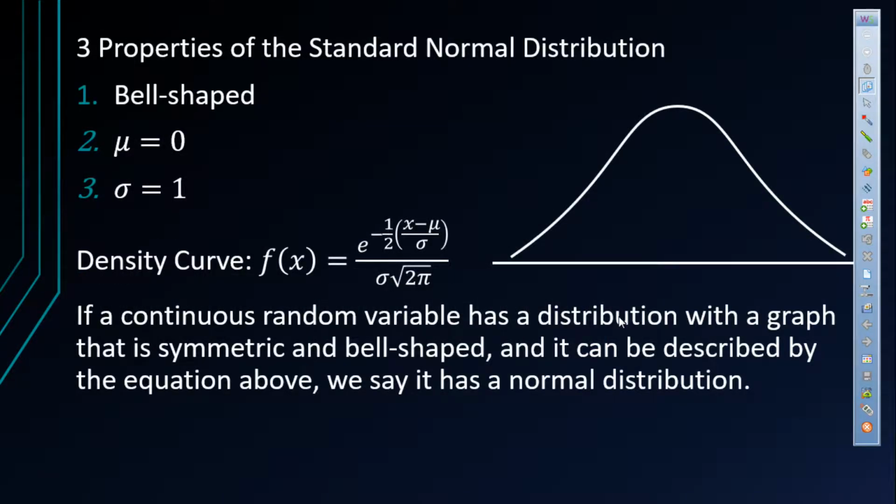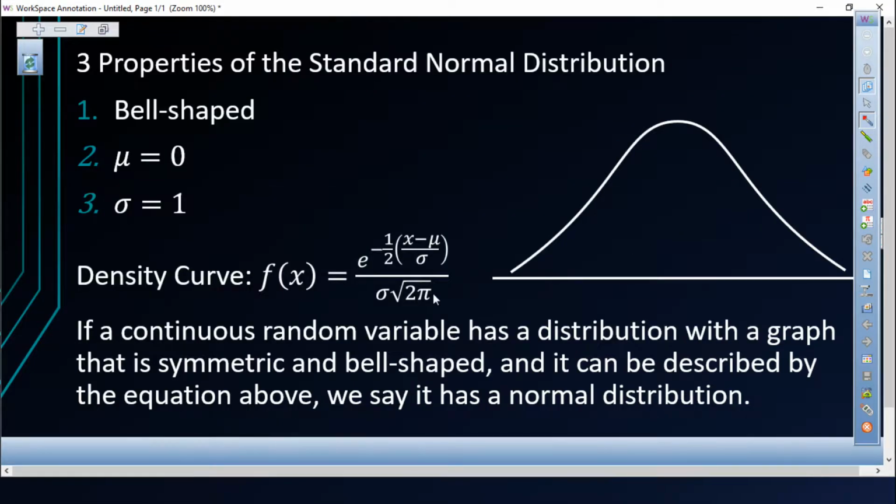There are three properties of the standard normal distribution. One, it is bell-shaped. Two, the mean is at 0. And three, the standard deviation is at 1. Now here's the formula, the density curve, f of x equals, and so on. We're not really going to have to use it, but this is the formula that they use to make this graph here.